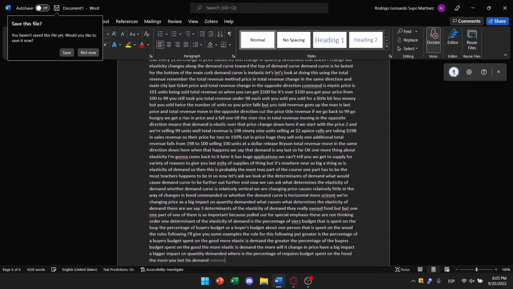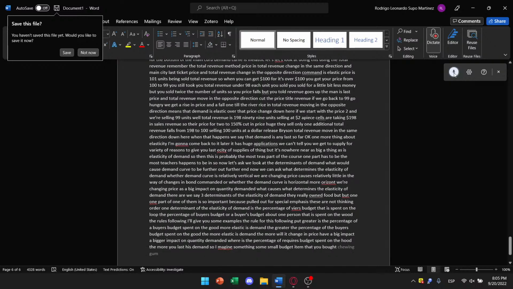So imagine some small budget item that you buy. Chewing gum, toothpaste, some small budget item.